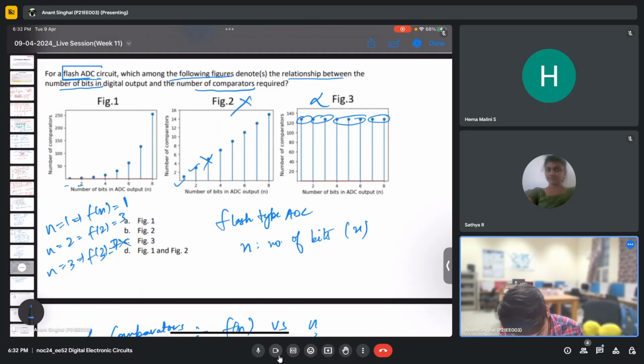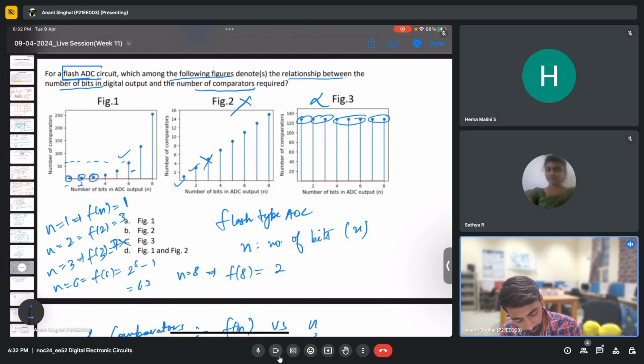Since this is a very small labeled figure, we will assume that this is correct, and we can check for 6. For n equals 6, we have 2 raised to the power 6 minus 1, which will be 63, and that is around the same 63. So this is correct. And for n equals 8, we have 2 raised to the power 8 minus 1, that will be 255, which is also similar.